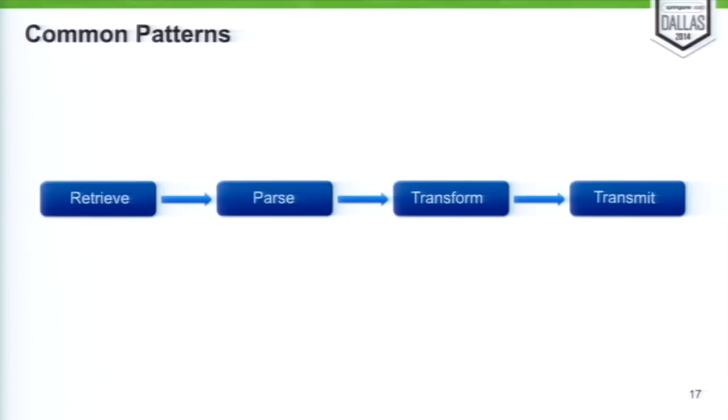A common pattern for Spring Integration is always retrieve, parse, transform, transmit, which is, in a sense, similar to what Spring Batch does. So there's a little bit of conceptual overlap between what Spring Batch does and what Spring Integration provides: you're getting stuff, you transform it, and you put it someplace else. Typically, in terms of when to use which, that's the point where you have to make a distinction.